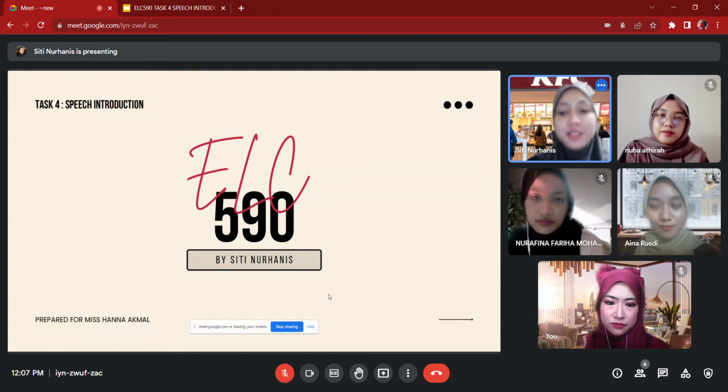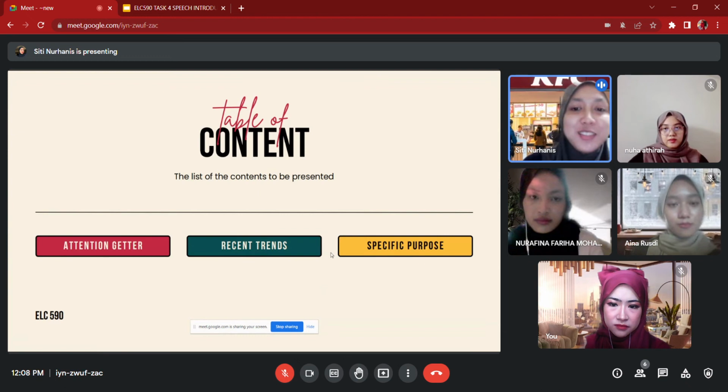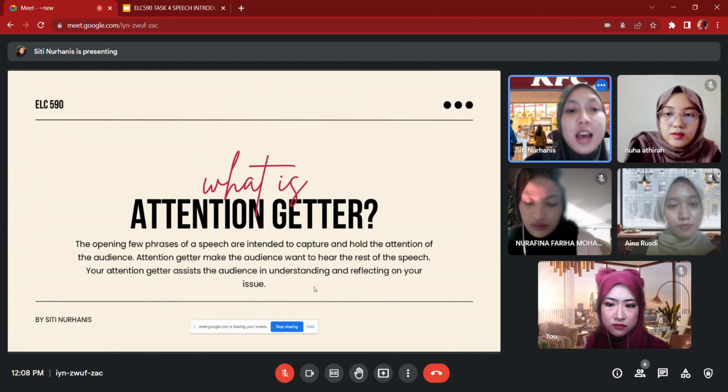The table of contents is the list of the contents to be presented, which is attention getter. Second is recent trends and specific purpose. What is attention getter? The opening few phrases of a speech are intended to capture and hold the attention of the audience. Attention getter makes the audience want to hear the rest of the speech. The attention getter assists the audience in understanding and reflecting on your issue.